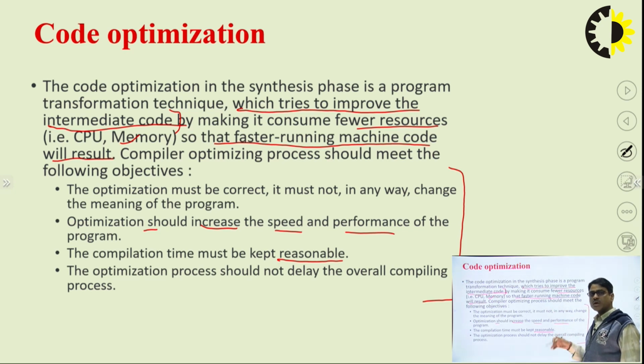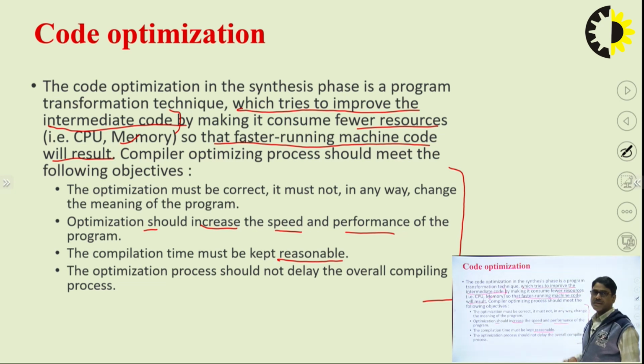So I am repeating the things. What is the purpose of code optimization? It consumes fewer resources. Whatever we apply up to intermediate code, we have to improve the intermediate code. Second, the result is that fewer resources are consumed and faster running machine code results. These are the two targeted outputs desired by applying code optimization, and these are the four objectives which must be met. This is the basic function of code optimization.